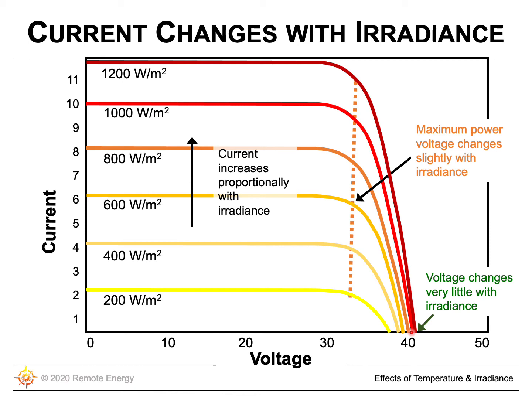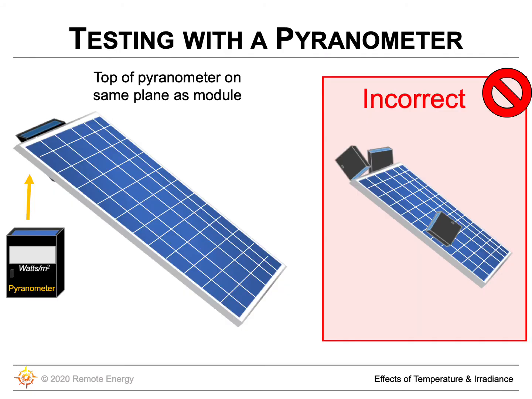So the big take home here is that as the irradiance increases, our current and power are going to increase as well. We can test irradiance with a tool called a pyranometer.